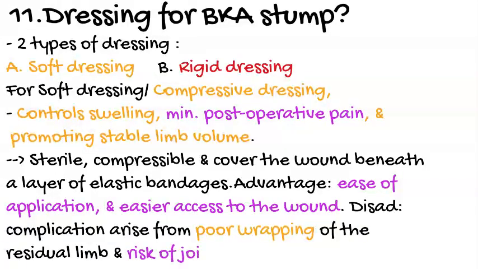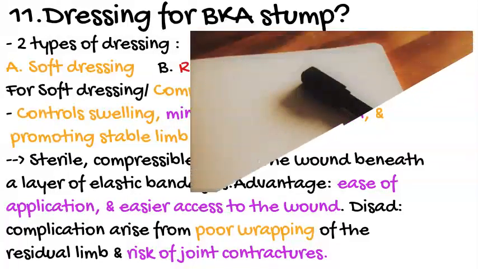It is done with a sterile, compressible dressing that covers the wound beneath a layer of elastic bandage. Advantages of soft dressing: there is ease of application and easier access to the wound. The disadvantages of soft dressing include complications that arise from poor wrapping of the residual limb and risk of joint contractures.